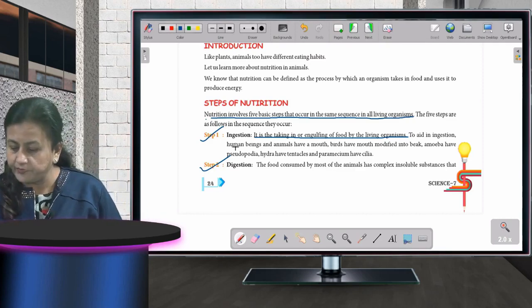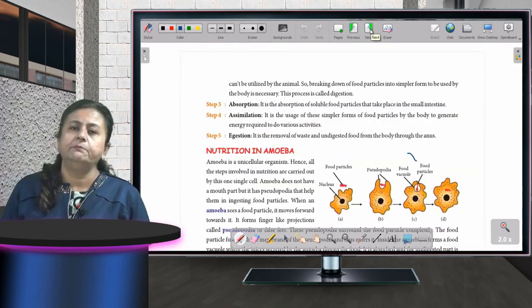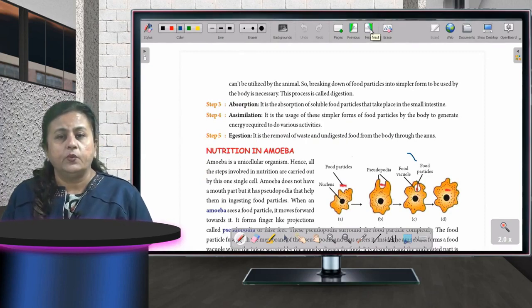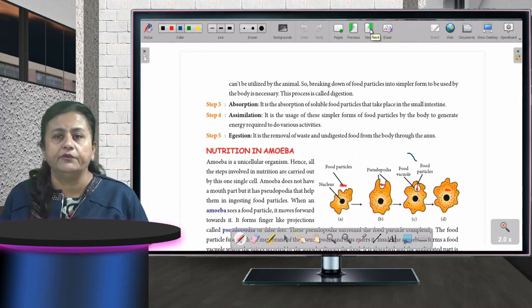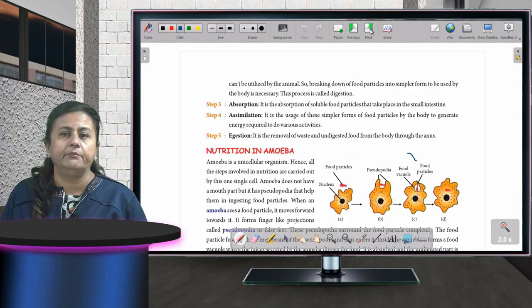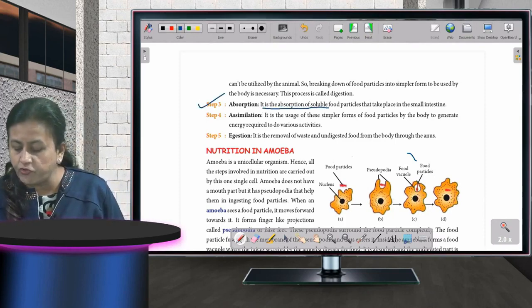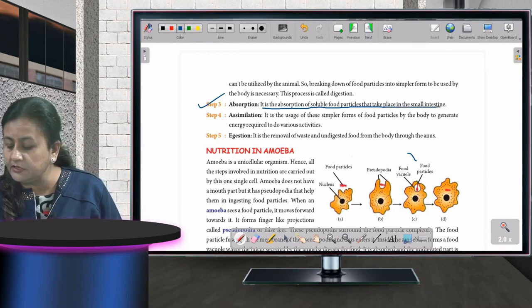The third one is absorption. Once the food is broken down into simpler form, now it has to be absorbed. And who is absorbing that? The blood in our body is going to absorb it. So it is the absorption of soluble food particles that takes place in the small intestine.